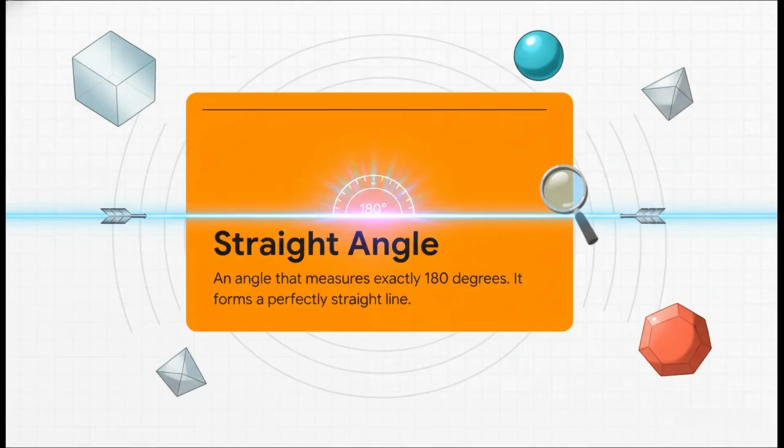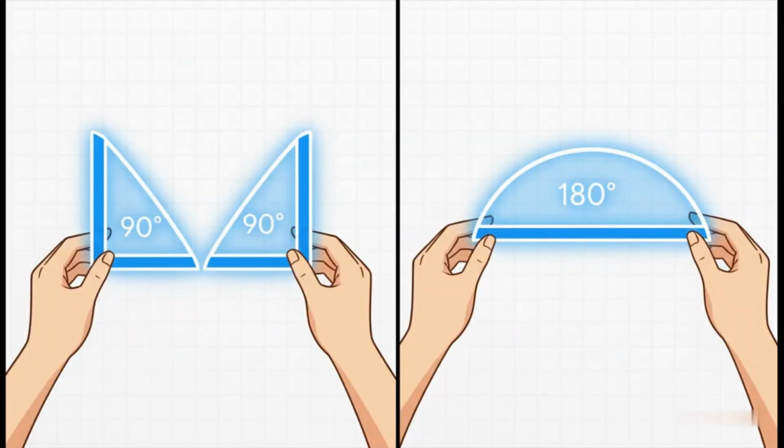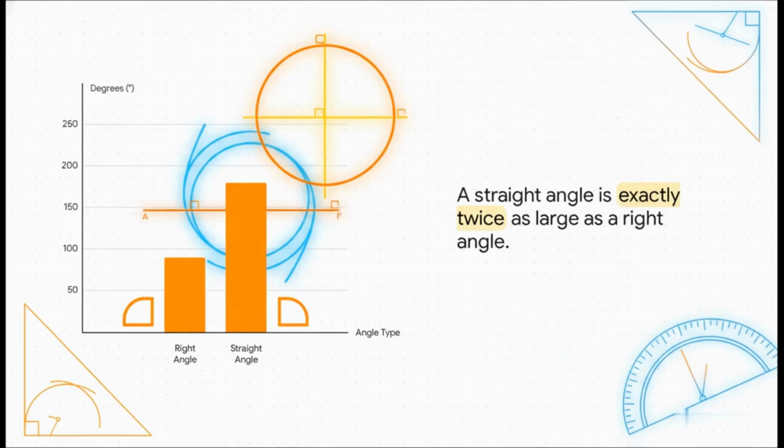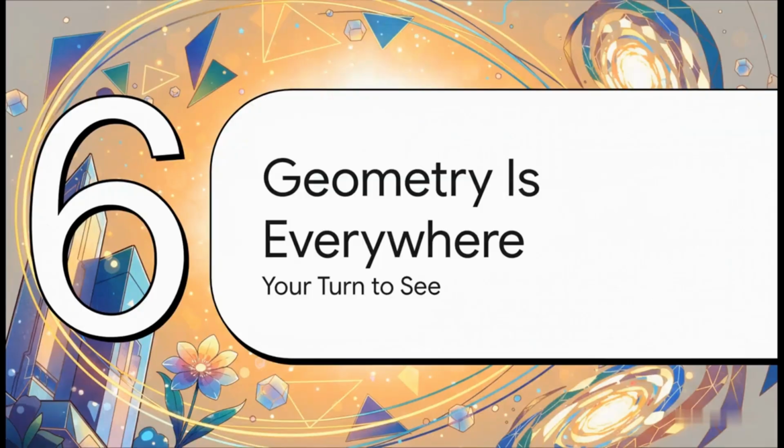Okay, our second essential angle is the straight angle. And it's exactly what it sounds like. It's just a perfectly straight line. It measures 180 degrees. And the easiest way to think about it is this. A straight angle is just two right angles side by side, right? 90 degrees plus another 90 degrees gives you 180 degrees. It's that simple. So yeah, that's the relationship right there. A straight angle is exactly twice as big as a right angle. One is 90 degrees, the other is 180. Simple as that.